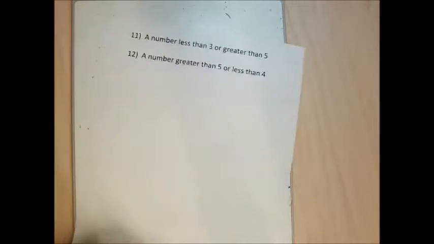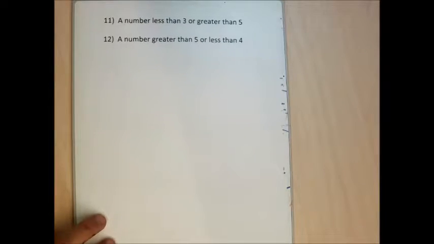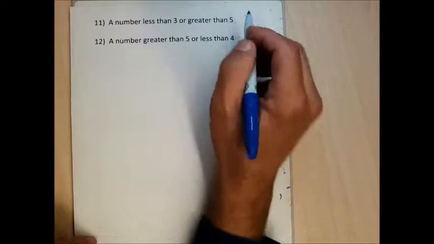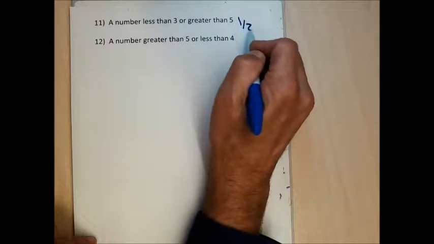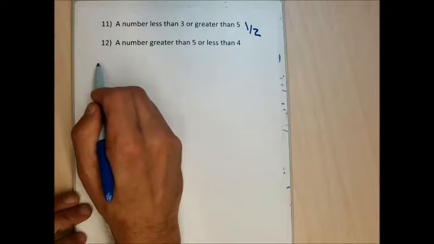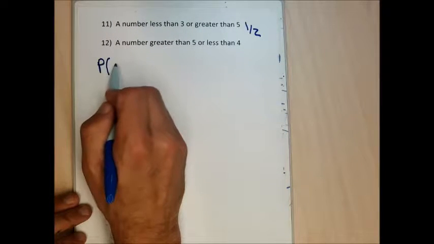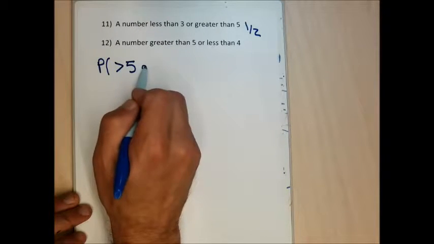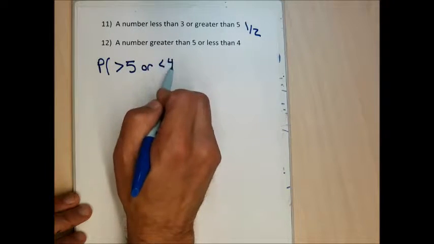Let's do another set of these. So for 11, if you pause the video and do number 11, I get 1/2 as a reduced fraction. For my number 12, I want the probability of getting a number greater than 5 or less than 4.